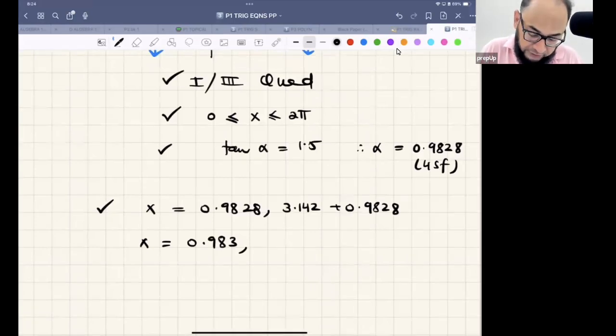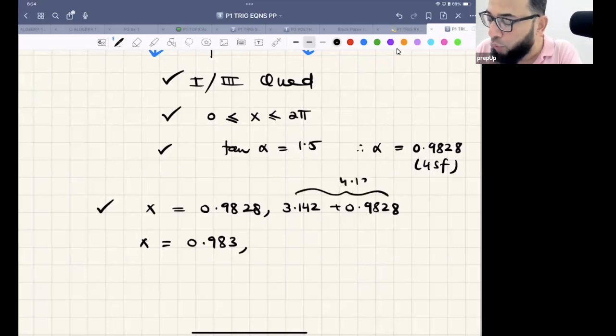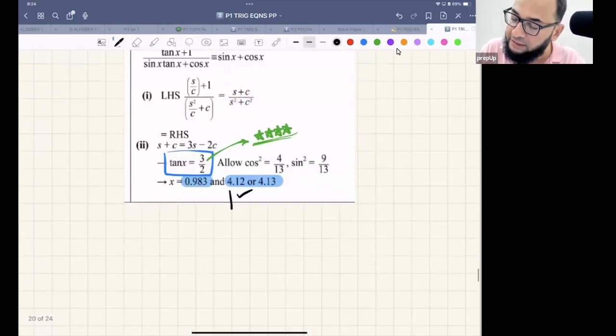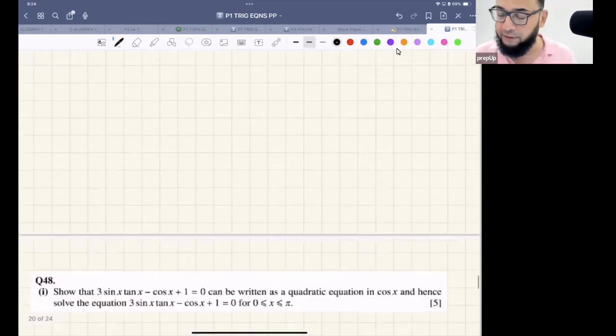Now let me check what value I am getting. Hold for a second, let me go to the basic calculator. 3.142 plus 0.9828, therefore 4.1248. So 4.12, I think 4.12, is the answer, given correct to 3 significant figures. I'll stick with this answer, 4.12, and scratch this thing off. So that is the answer for this part.